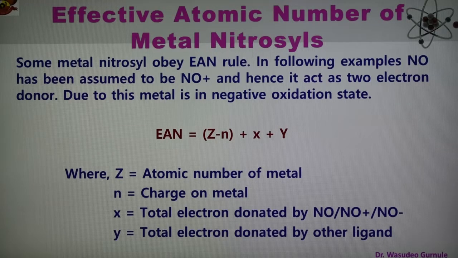Some metal nitrosyls obey the EAN rule, and we are also discussing some examples in which NO is assumed to be NO plus, and it acts as a 2 electron donor, and in this metal nitrosyl the metal is in a negative oxidation state. So we are taking some examples of how to calculate EAN.